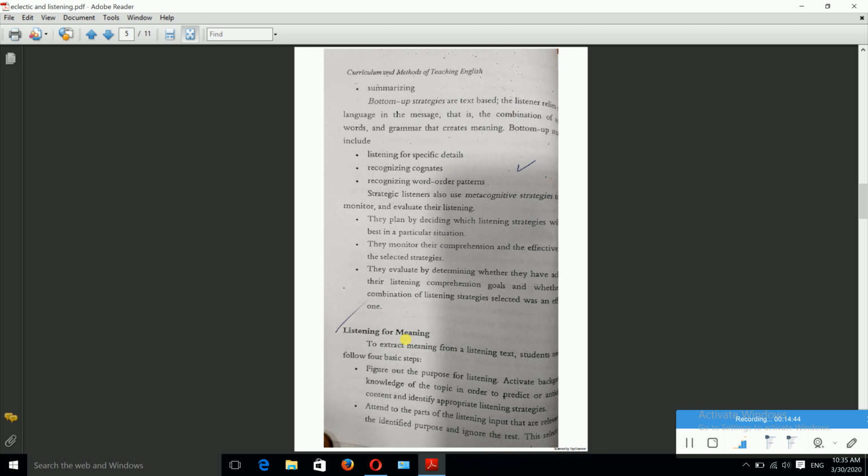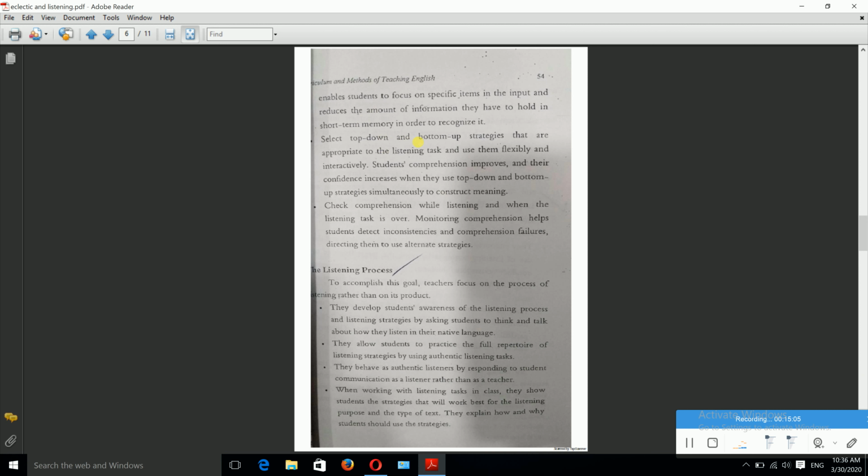To extract meaning from a listening text, students need to follow 4 basic steps. Figure out, number 1, the purpose for listening. Figure out the purpose, or start by understanding the purpose of listening. Next page.